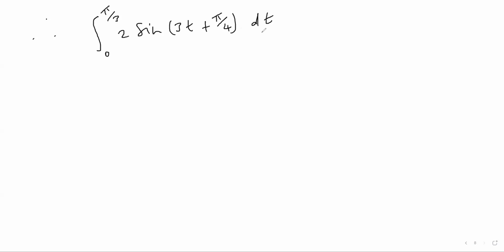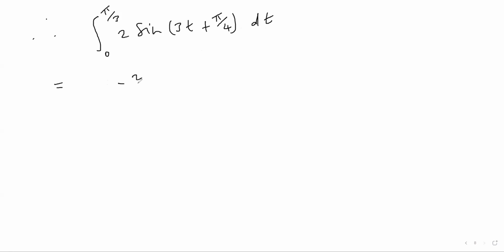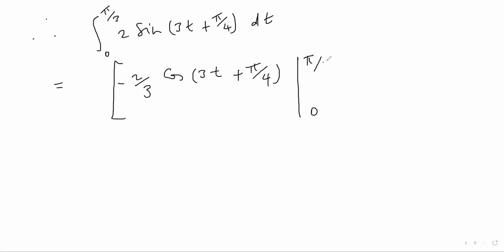So it's the integral of 2 times sine of 3t plus pi over 4 with respect to t, from 0 to pi over 3. Now we saw that the indefinite integral of this is minus 2/3 times cos of 3t plus pi over 4. So we write that down, minus 2/3 multiplied by cos of 3t plus pi over 4, and we integrate this from 0 to pi over 3.